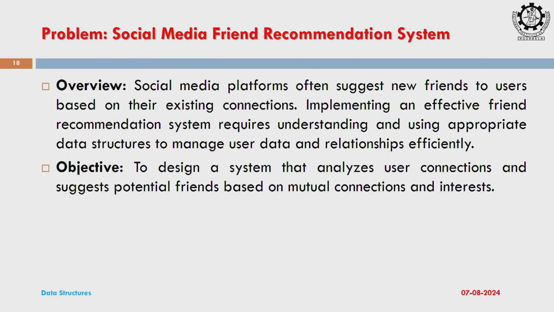Now, this is one of the problems which I am introducing without any background. Read this. This is one of the examples where we try to see how I am going to apply a data structure to solve this problem. A social media platform often suggests new friends to the user based on their existing connections, implementing an effective friend recommendation system. So, in general we talk about a recommendation system. The objective is to design a system that analyzes the user's connections, how a user is connected to their friends and maybe further levels, and suggests potential friends based on mutual connections and interests. You are asked to design a solution to that.